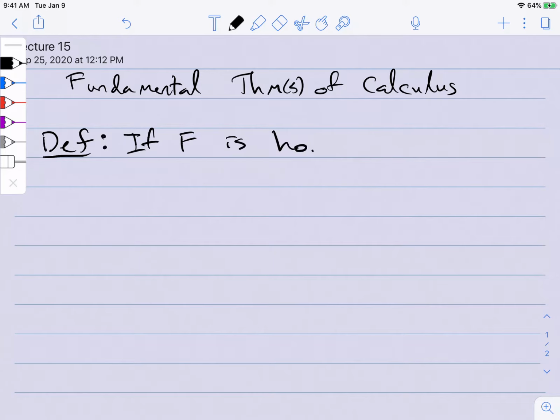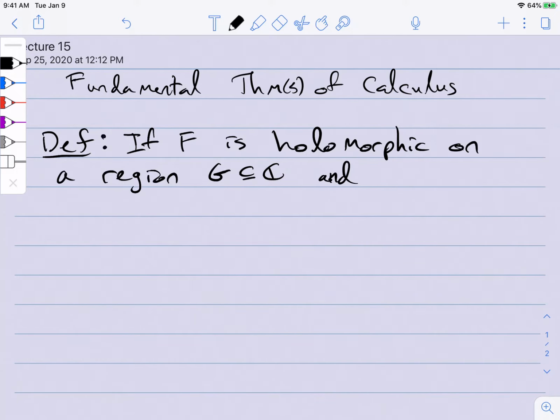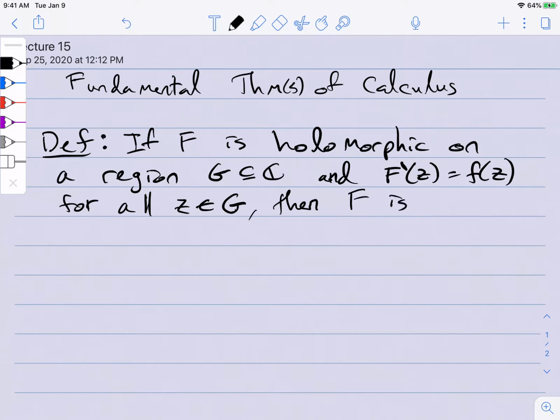If F is holomorphic on a region G, so it's differentiable everywhere on this region, and if its derivative is equal to some function little f of z at every point in the region, so for all z in G, then we say that F is an antiderivative of little f on the region G.